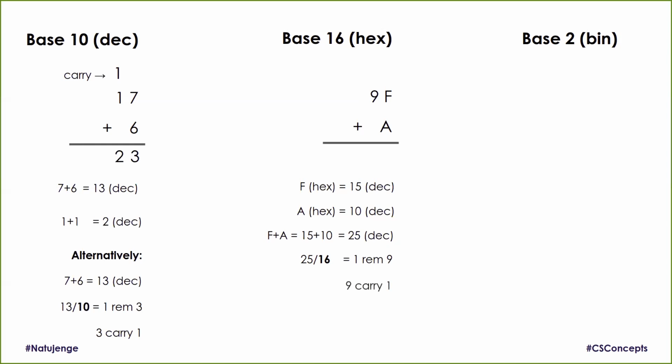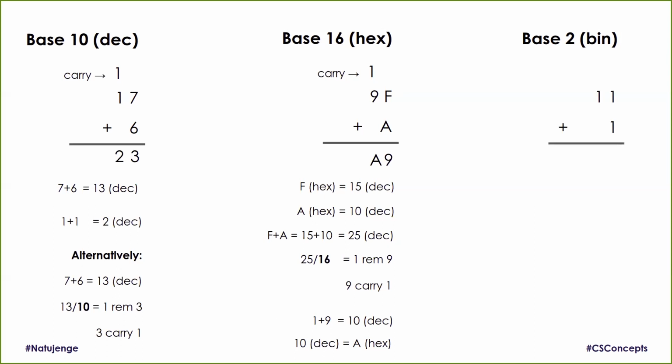Now we write 9 and carry 1. Once we carry 1, we have 1 plus 9, which is equivalent to 10. But 10 is actually valid, there is a symbol for 10, which is A. So we're going to write A9. So 9F plus A is the same as A9 in hexadecimal.